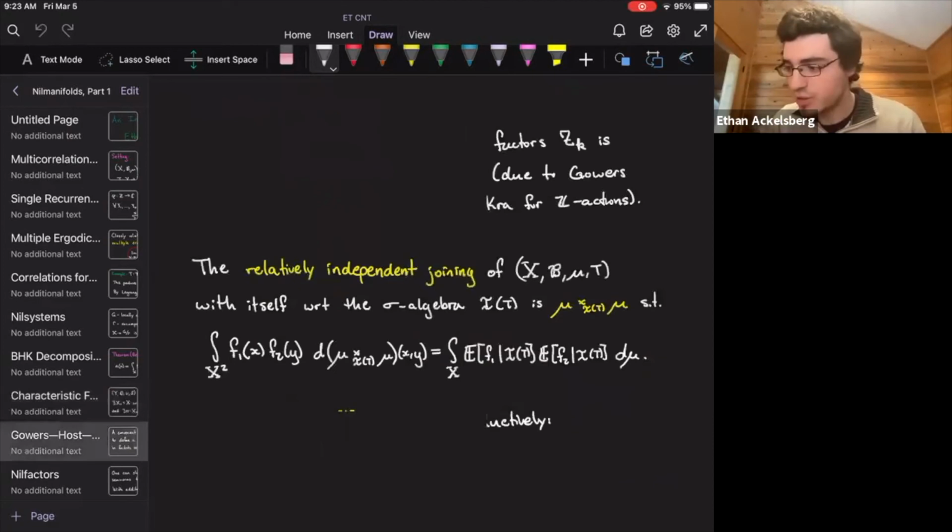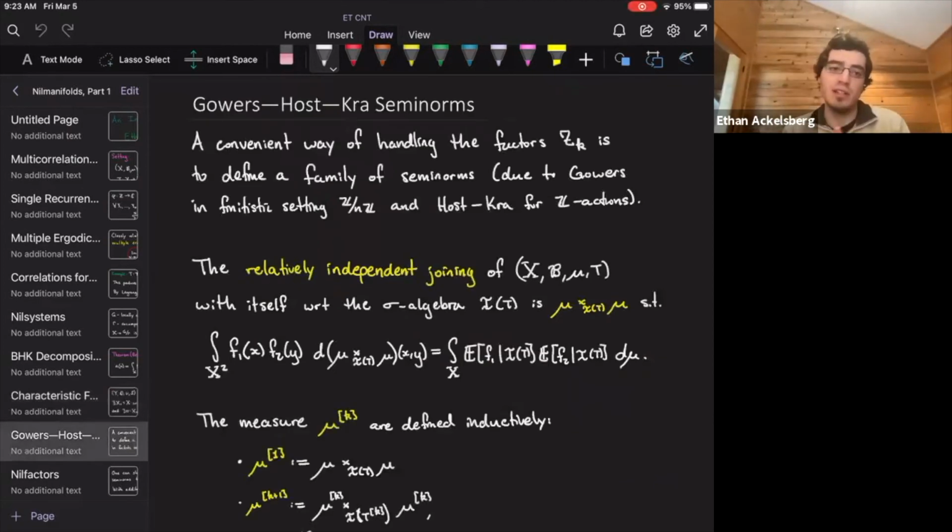So one approach that's very convenient for understanding these factors is this family of seminorms that was first introduced by Gowers in the finite setting. So Gowers had a proof of Szemerédi's theorem doing everything in the integers mod n. And the way he did this was introducing a bunch of seminorms that were then transferred into the ergodic setting by Host and Kra, and led to an understanding of these characteristic factors.